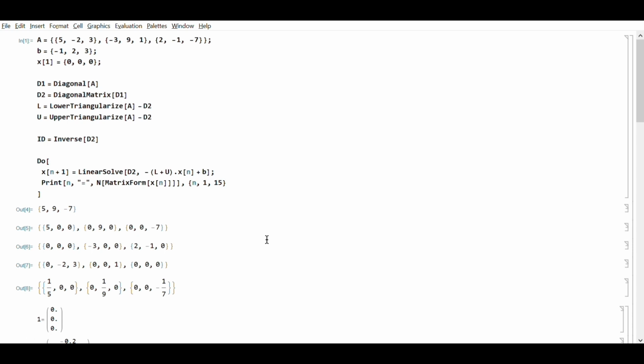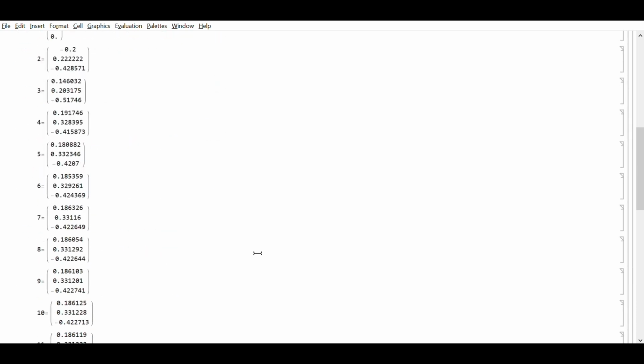When we run the coding, we will see that the system of linear equations converges at the 12th iteration, which takes much longer to run than the Gauss-Seidel method. So we see that the Gauss-Seidel method is the best and fastest method to converge the system of linear equations. That's all for me. Thank you.